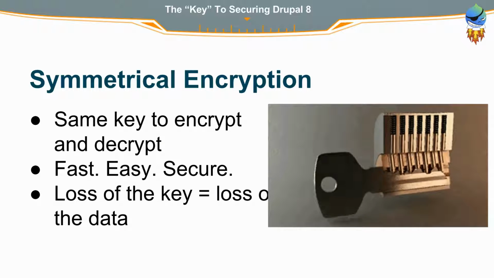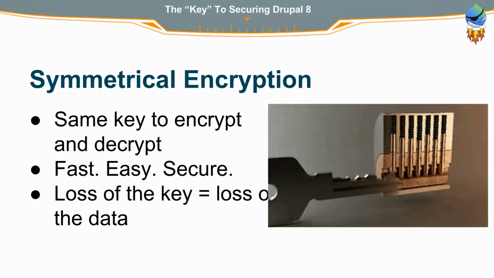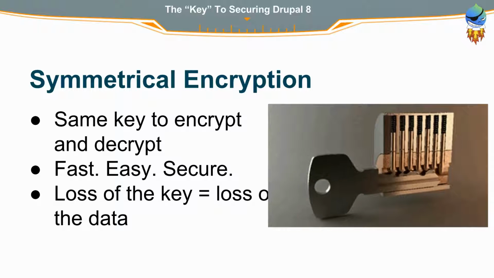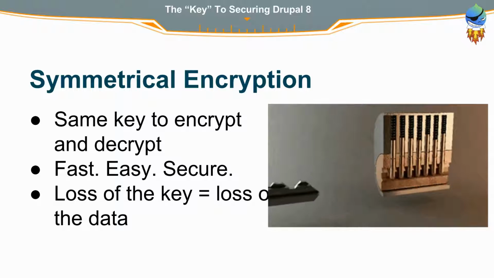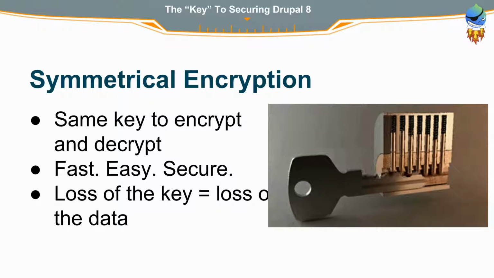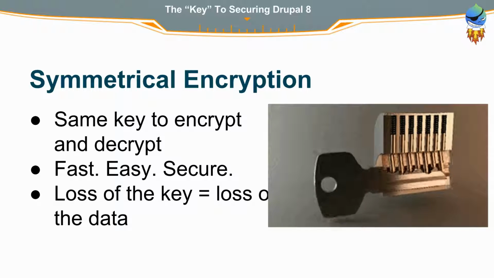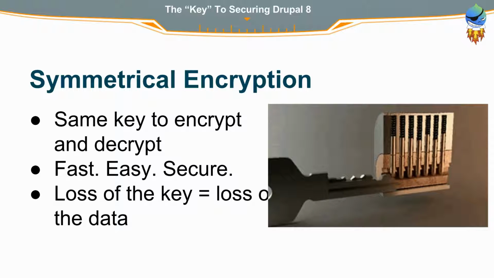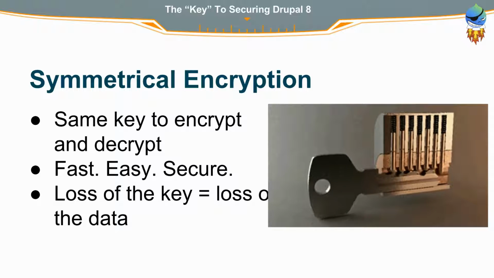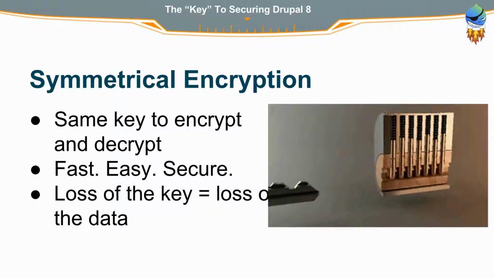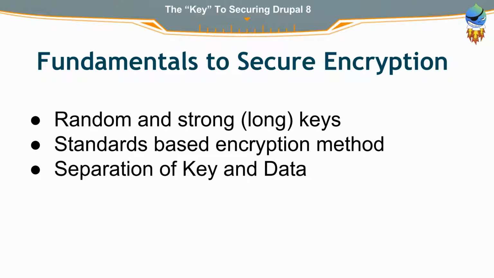And again, this is how your iPhone wipes the data: it deletes the key, and all of a sudden you lose all the data. So in symmetrical encryption, it's very, very important to keep that private key private and away from anyone that you're not wanting to give the information to.